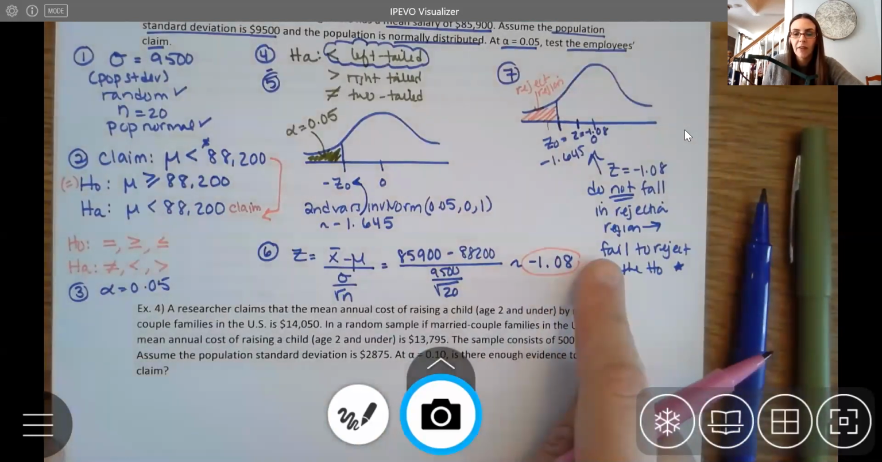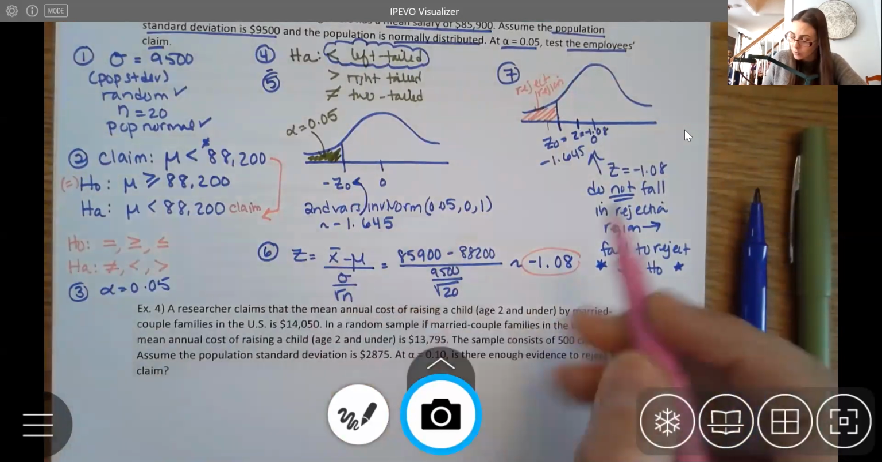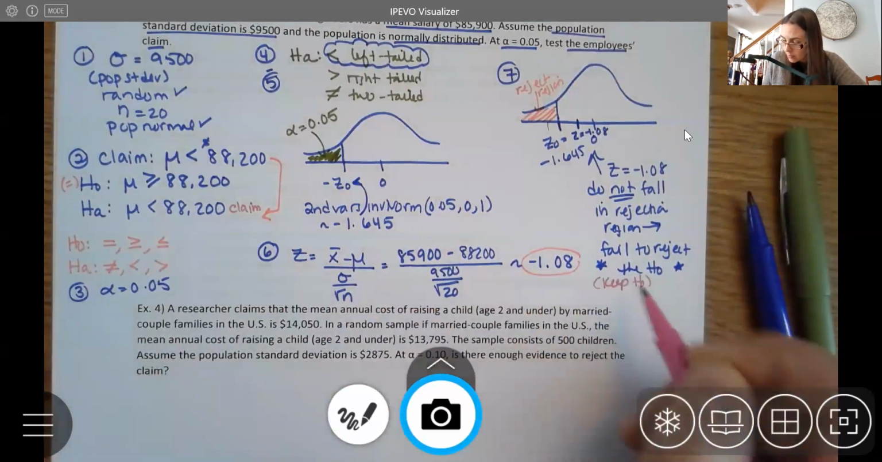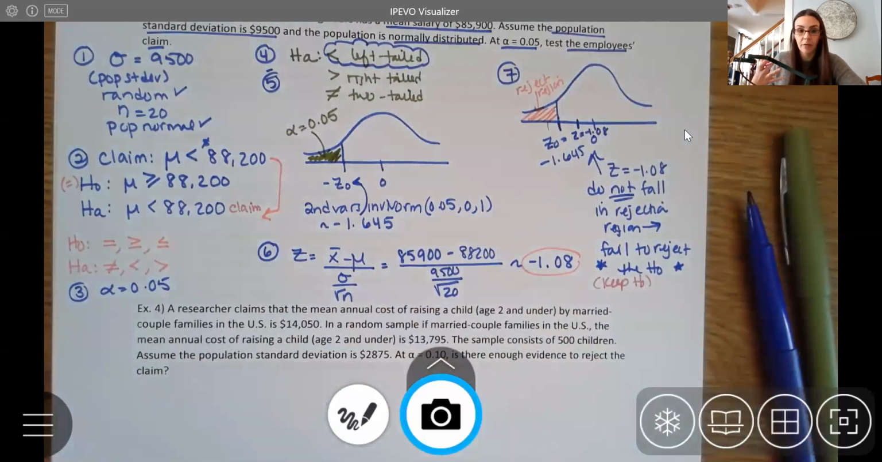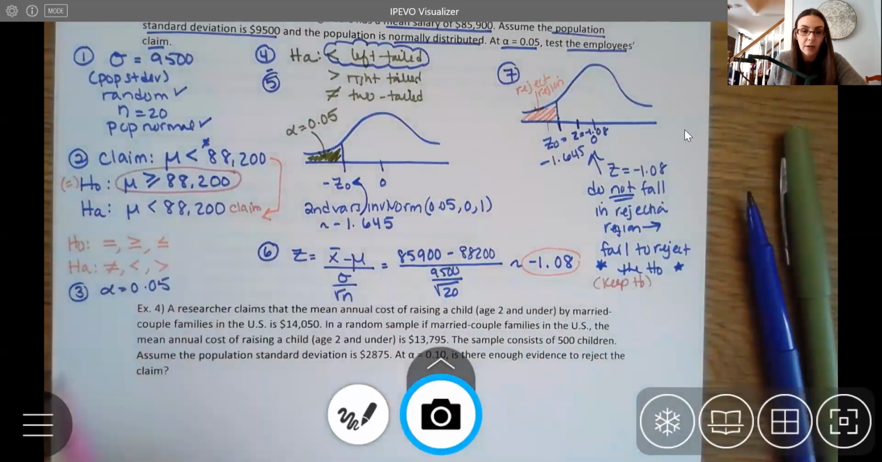Now, we are going to fail to reject the null hypothesis, meaning that we're not going to reject the null. We're going to keep the null. So this sort of means keep the null hypothesis, right? You're not proving it, but we're going to keep it for now. So we're accepting this null hypothesis here.